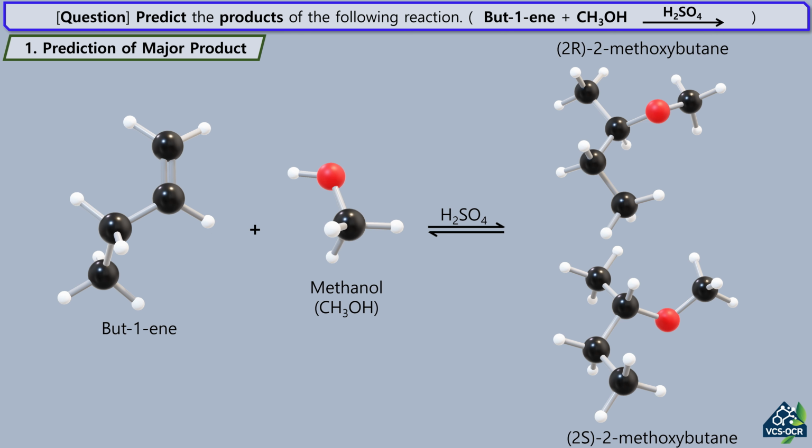Since the product, 2-methoxybutane, has a chiral center at the second carbon, the reaction will form a racemic mixture, an equal combination of the 2R, 2-methoxybutane, and 2S, 2-methoxybutane enantiomers, as the major product.